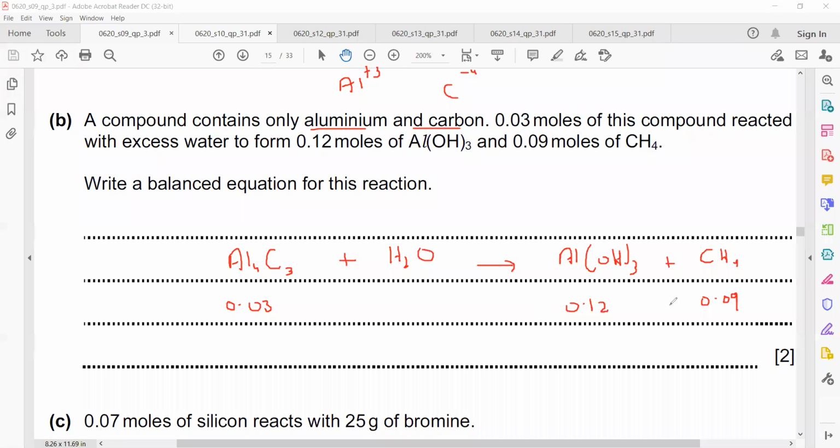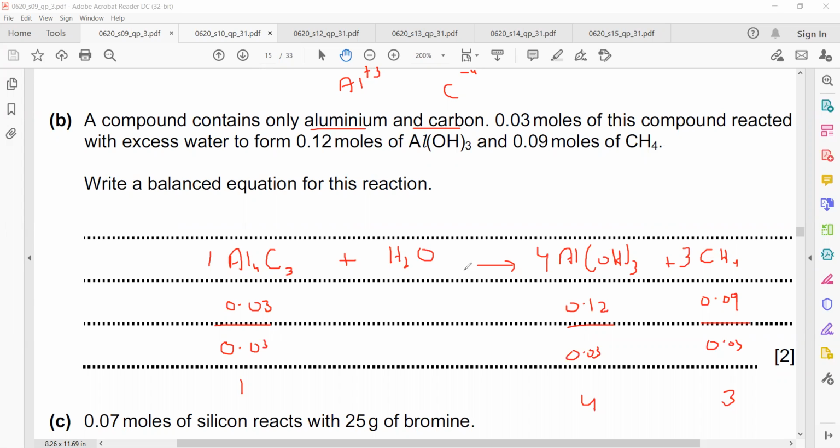How to make a balanced equation? Basically, in the equation, the elements of the compound are always in the simplest ratio. And how to take the simplest ratio? I will divide by the smallest value. So the smallest value is 0.03. This will be 1, this will be 4, and this will be 3. So here is 1, this will be 4, and this will be 3.